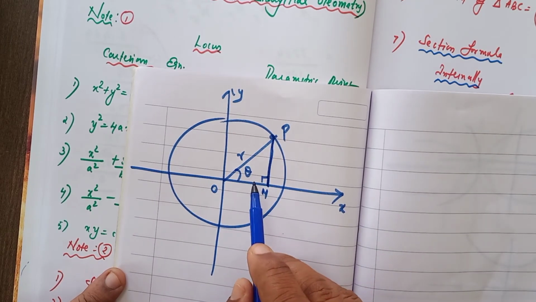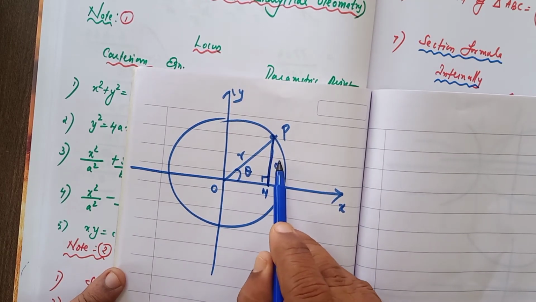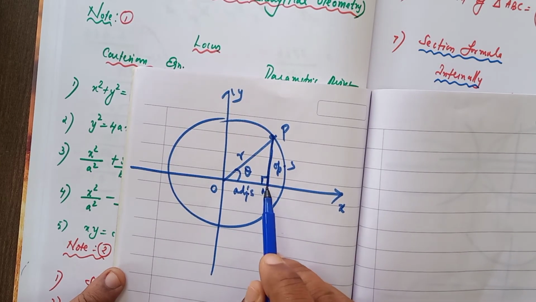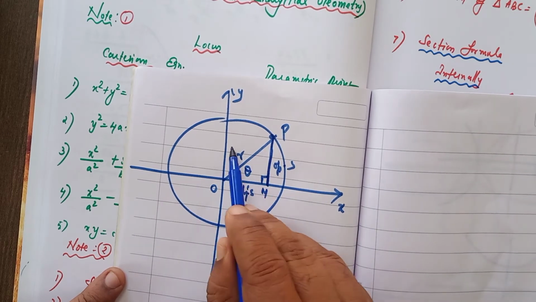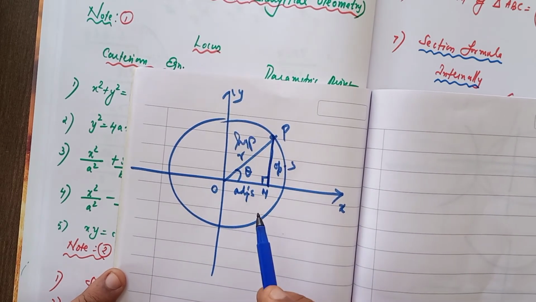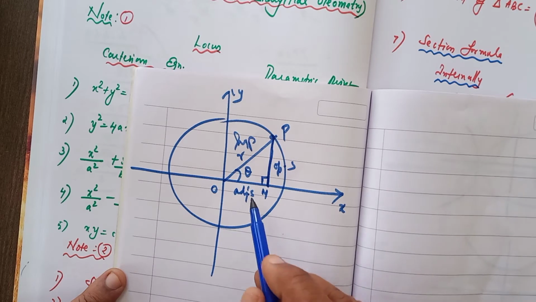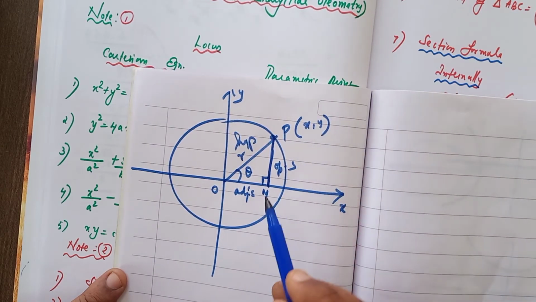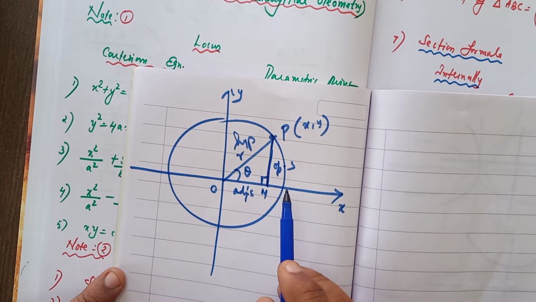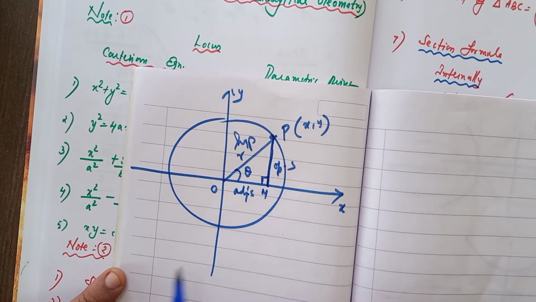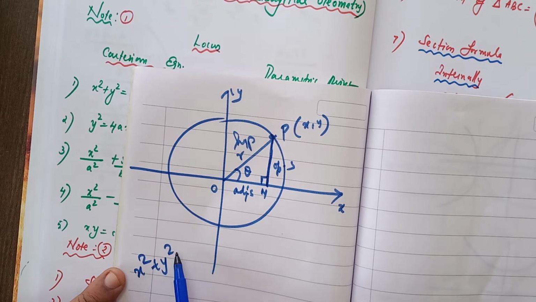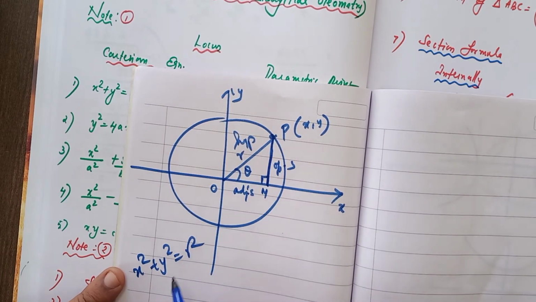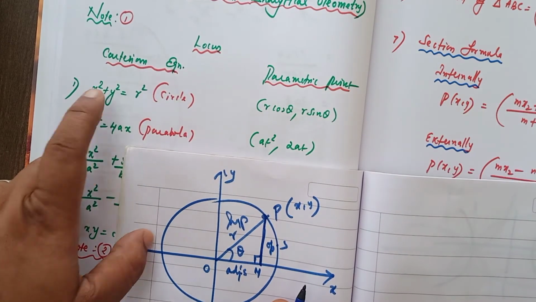We know that the side opposite the angle is the opposite side, the side adjacent to the angle is the adjacent side, and the side opposite to 90 degrees is called the hypotenuse. Okay, I consider the point as x comma y. The general point on the circle is x comma y. Because you have the equation of a circle, if the center is the origin and radius r units, what is the equation? x square plus y square is equal to r square.